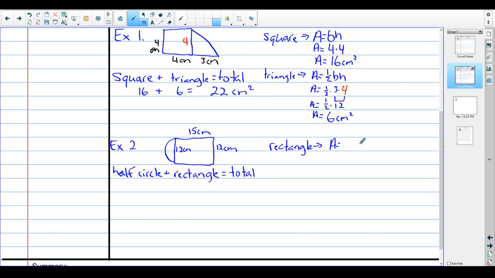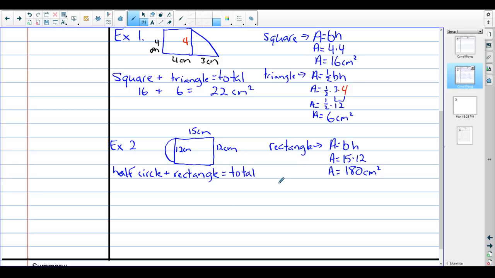Area is base times height. In this case, our base and height are 15 and 12. Doesn't matter which one you call the base and which one is the height, because you're just multiplying. And 15 times 12 is 180. Units are centimeters squared. Okay.